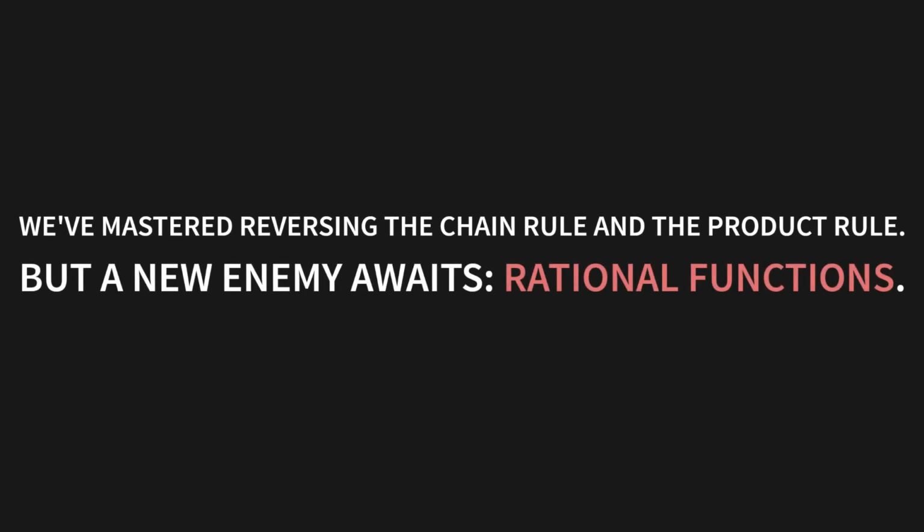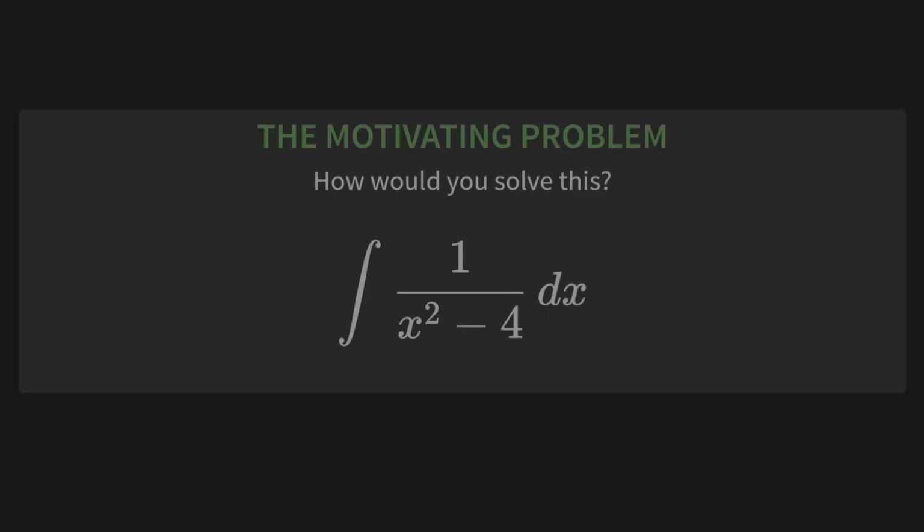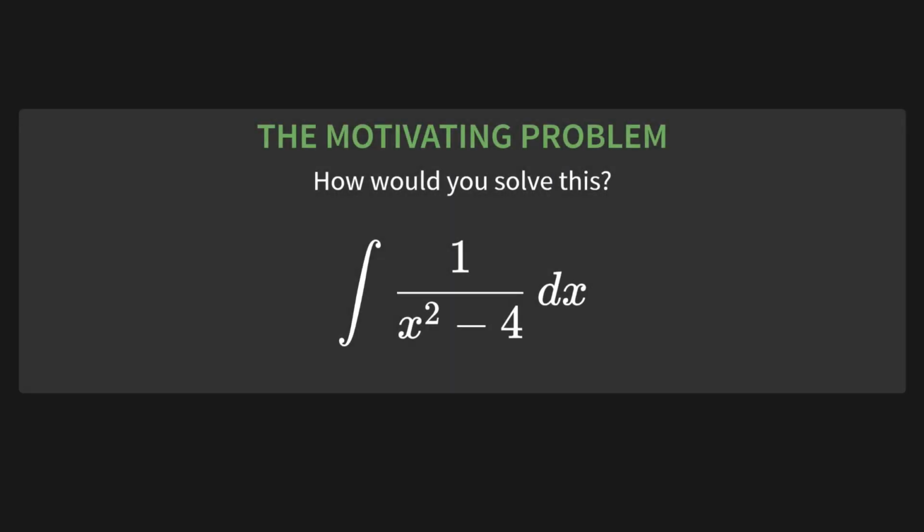We've mastered reversing the chain rule and the product rule, but a new enemy awaits: rational functions. First question: How would you solve this? The integral of 1 over x squared minus 4 dx.